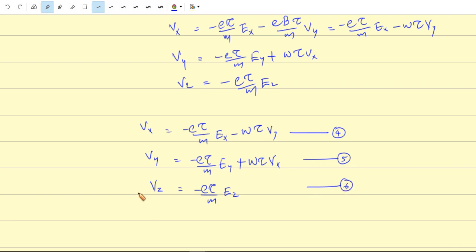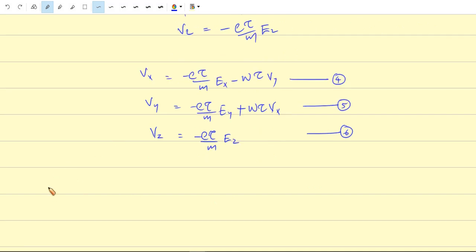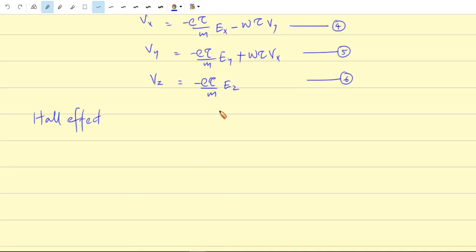Now let us talk about the Hall effect. Let us consider a metallic rod in rectangular shape.